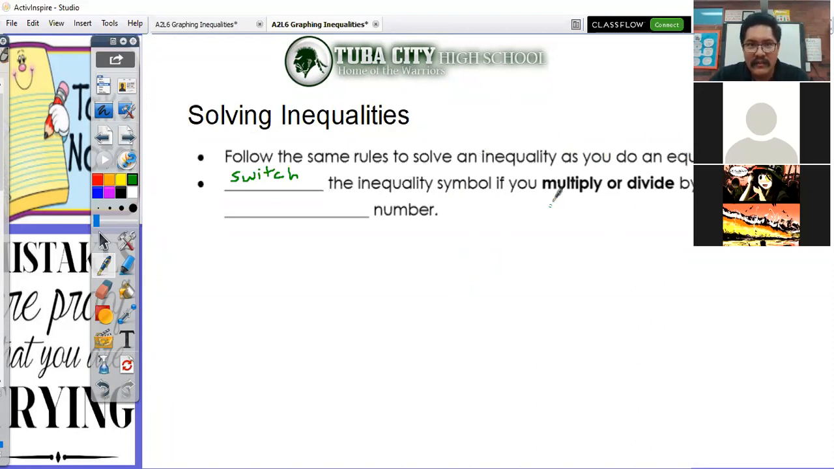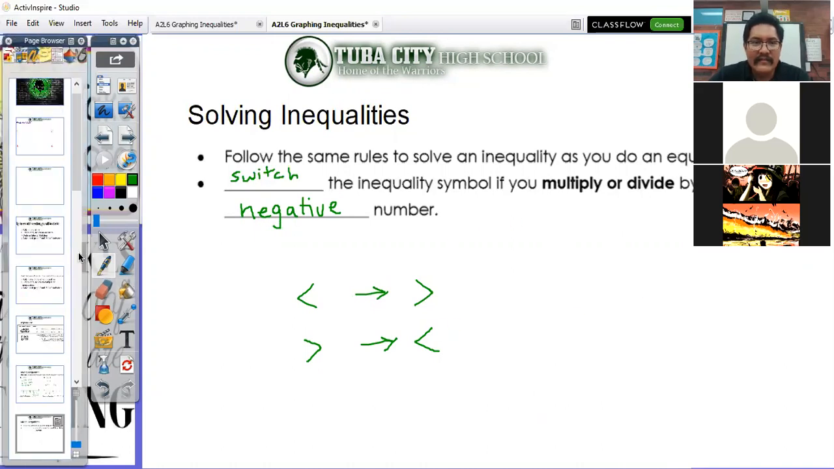But there is one rule that you've got to watch out for, and that is to switch the inequality sign if you multiply or divide by a negative number. If you multiply or divide using any negatives, right? So if you had a less than, it should be a greater than. If you had a greater than, you switch it to a less than. Or if it's any of the or equal to's as well.